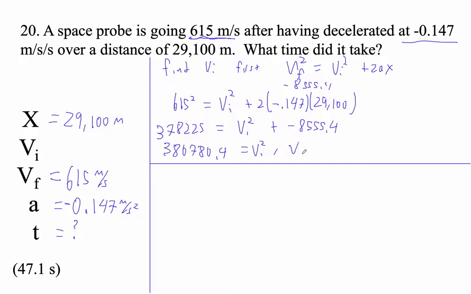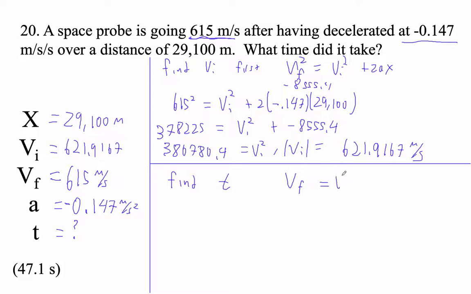So therefore the absolute value of VI is equal to the square root of this, right? So I'm going to square root that number, and I get 621.916 meters per second. So that's my initial velocity now, 621.9167, right? So now the second thing is I'm going to find the time. And I'll just use this equation, VF equals VI plus AT. You could use any equation that has time. This one's the easiest, so let's use the easy one.